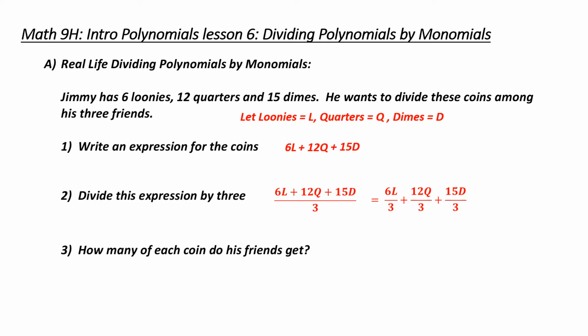So, how many coins does each friend get? Well, 6 loonies divided by 3 is 2 loonies. 12 quarters divided by 3 is 4 quarters. And 15 dimes divided by 3 is 5 dimes. So how many of each coin do his friends get? Each friend would get 2 loonies, 4 quarters, and 5 dimes.